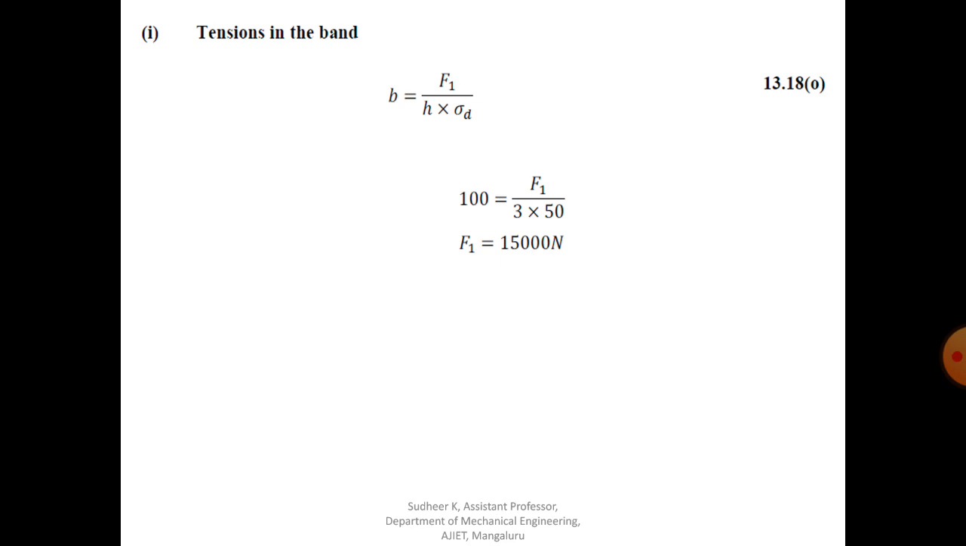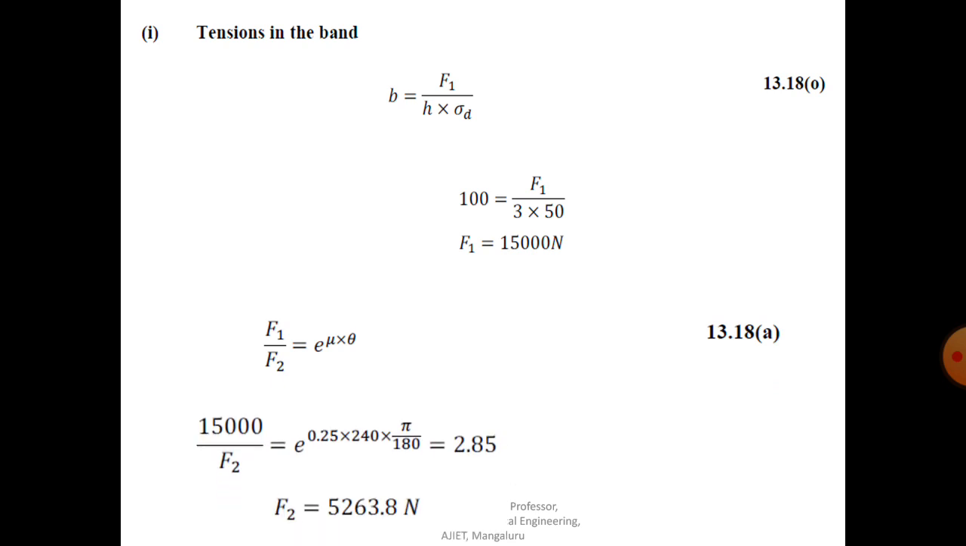Once you get F1, it is easy to calculate F2. You know the relation between the tensions: the ratio of tensions F1 by F2 is equal to e to the power mu theta. That is the equation 13.18a, where F1 is the force on the high tension side and F2 is the force on the low tension side. So F1 and F2 are the tensions.